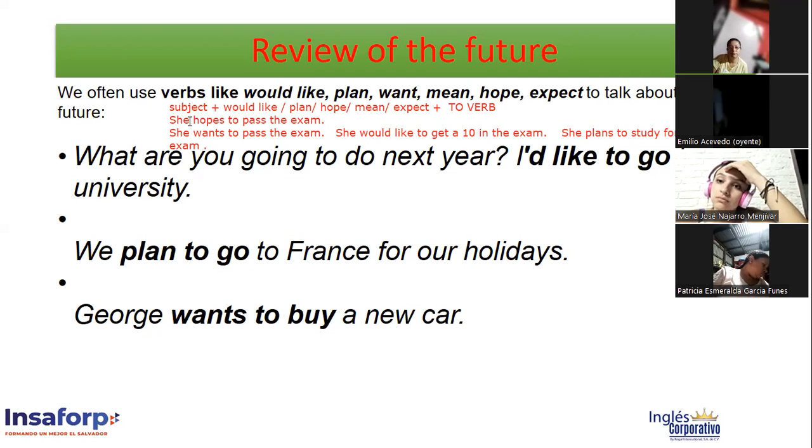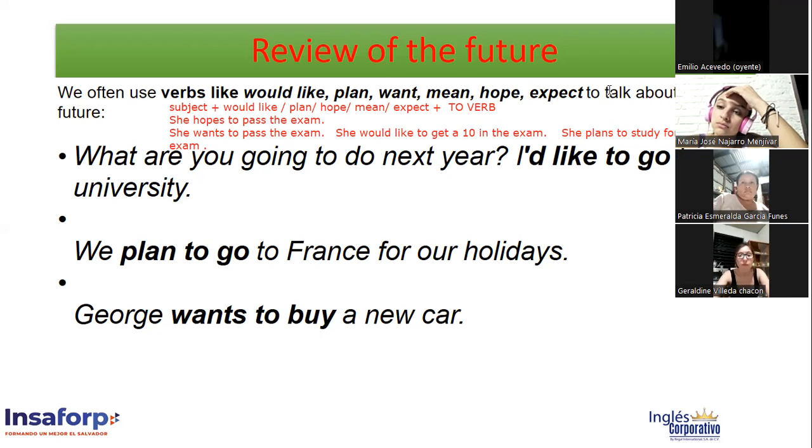Okay. Yeah, like the example here. She hopes to pass the exam. She wants to pass the exam. She would like to pass the exam. She plans to pass the exam. She expects to pass the exam. She means to pass the exam. So they have like a future meaning, these expressions or these verbs. And that is the structure: subject, the verb, plus to, plus the other verb, and the complement. Yeah, and the future time expression, don't forget. I would like to eat pizza for lunch tomorrow.